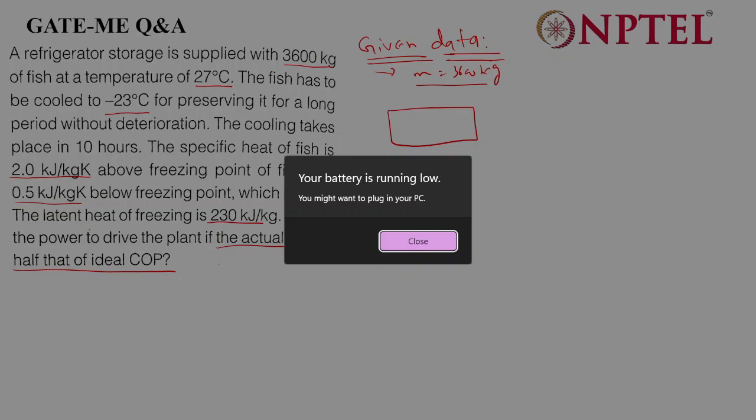Sir, can you tell the answer? You tell, I will check. 60 is coming, 60 kilowatt. Exact 60 kilowatt.